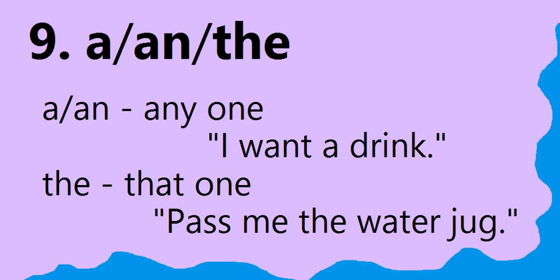Number 9. A, an and the. Articles. Now people often make mistakes with these. The easiest way to remember is that a or an can mean anyone. We don't know which one. For example, I want a drink. We're not saying what drink we want. We're not choosing one. We're just saying we want a drink. The is used when we mean that one, more specific. Pass me the water jug. So maybe you're at a table, there is one water jug. We know which one you mean.